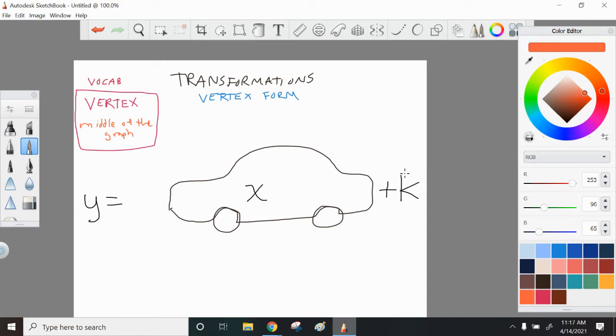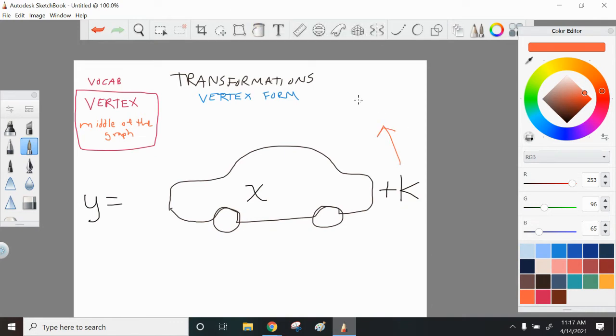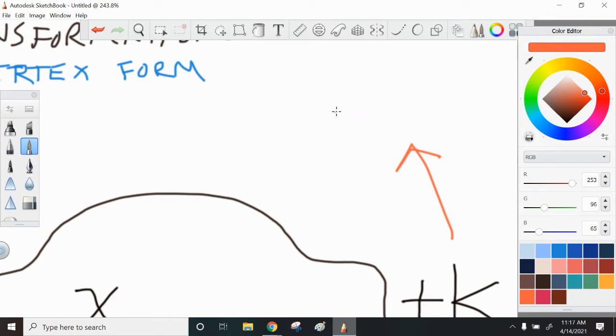Okay. So now let's go ahead and do one of these. If you've got different colors, this is a great time to do it. Maybe you don't want to circle the K, you just want to do an arrow. But whatever you want to do. What does the K do to our function? The K, very simply, this is what a kindergartner would say, moves the graph up and down.